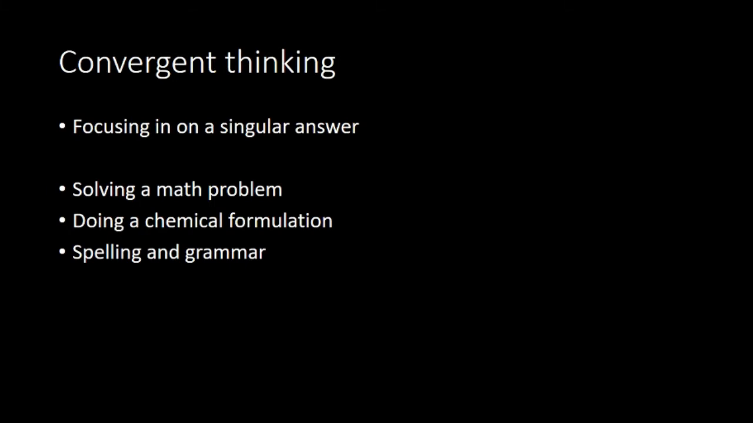So again, convergent thinking is where we are focusing on a singular answer. So some good examples would be solving a math problem. There's really, in many cases, only one way to solve a math problem. 2 plus 2 equals 4. And that is a very good example of convergent thinking. You can't suddenly say 2 plus 2 equals 17. There is one answer. 2 plus 2 equals 4.